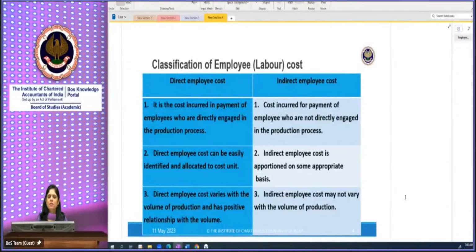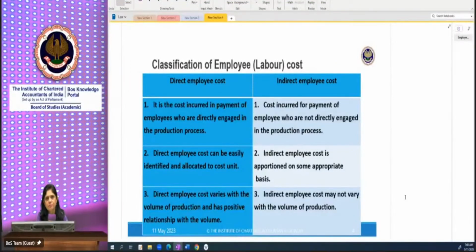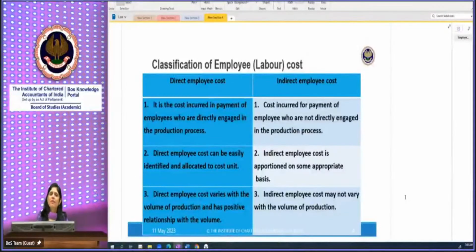So it is the cost incurred in payment of employees who are directly engaged in the production process, who are actually working in the production area on the products. They are doing nothing else except the production part. So we know exactly that whatever they are working is on the product and for the product. Direct cost. But a supervisor is coming once a day to check whether production is going okay or not. Whatever we are paying to him is indirect employee cost, because we cannot measure exactly how much time he has given to product A or product B.